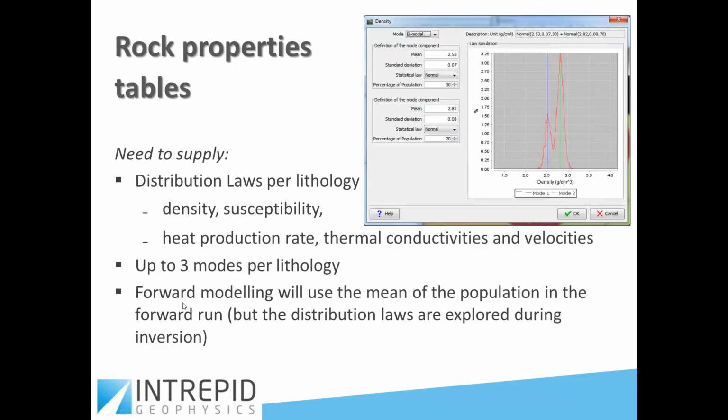So in forward modelling, we use only the mean of the population in the forward run, and that is either as a mix of a bimodal or trimodal or unimodal distribution, but the laws are taken much more into account and explored during inversion.